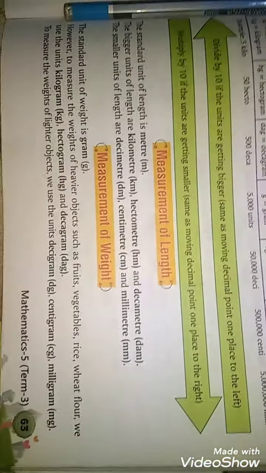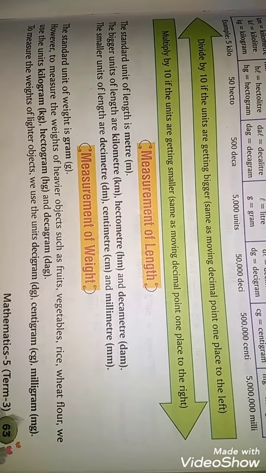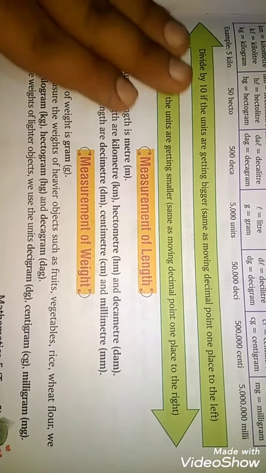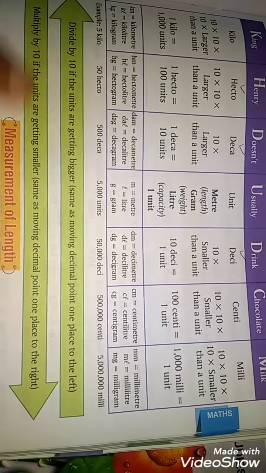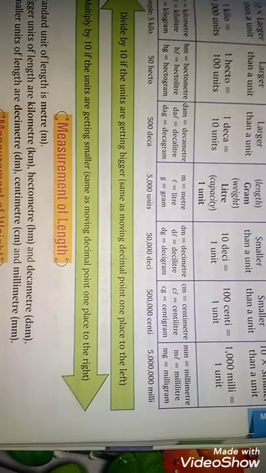Now see, measurement of length is given. Here it is also given: divide by 10 if the units are getting bigger. If you are moving in this direction, then divide. If you are moving in this direction, then multiply, which I have explained earlier.